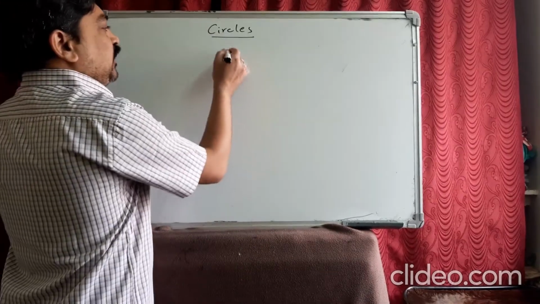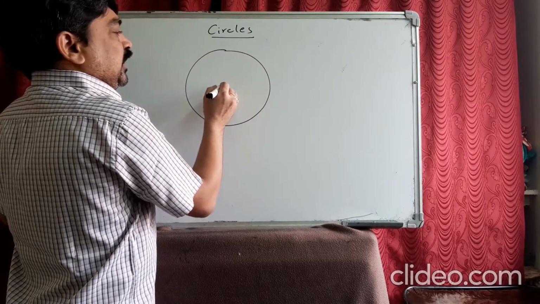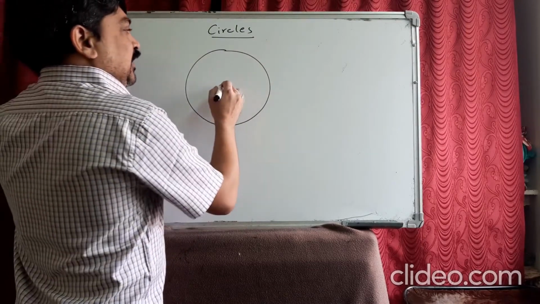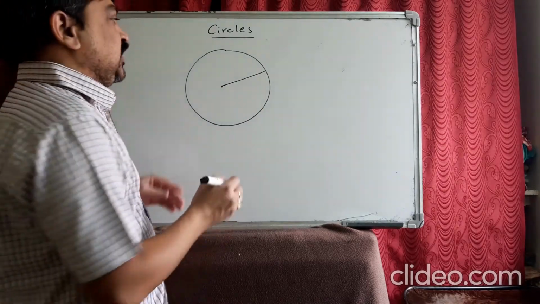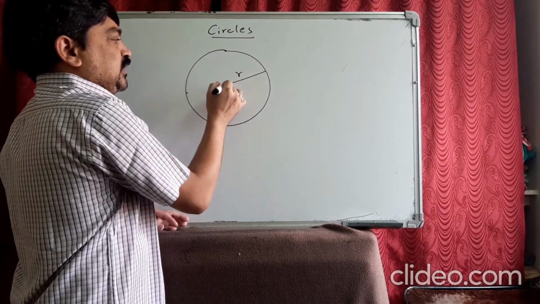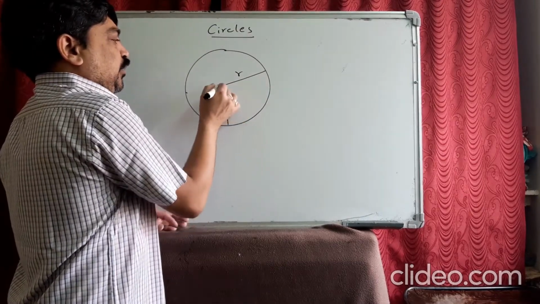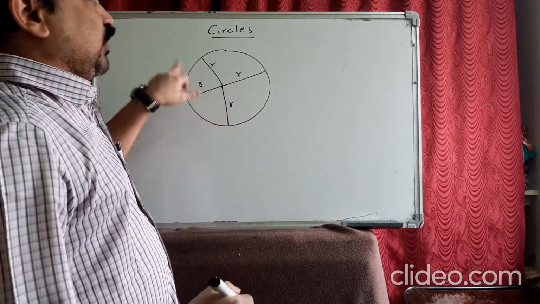And when we have some radius, you can draw a circle by taking a point here. And the radius is nothing but the distance from the center to any point on the circle. Any point. This is radius, this is radius. So it will be at equal distance.